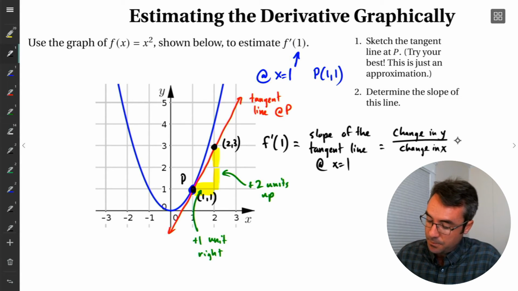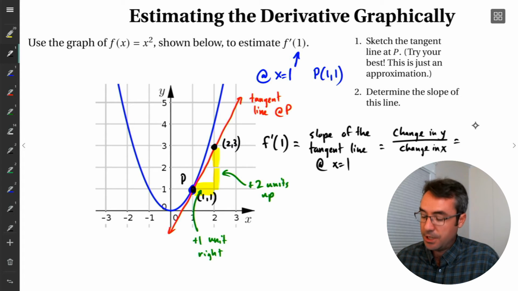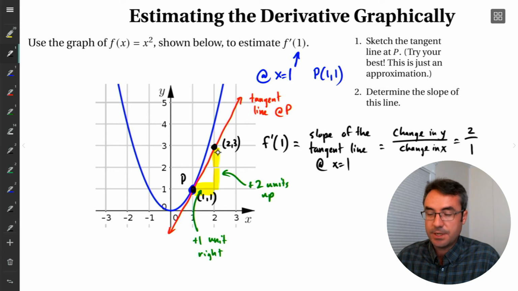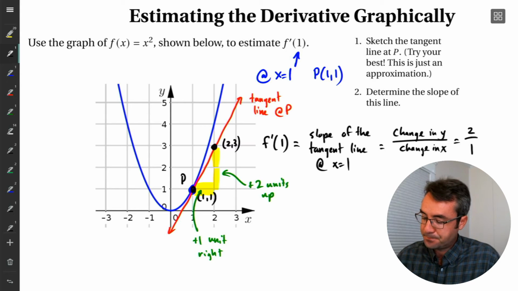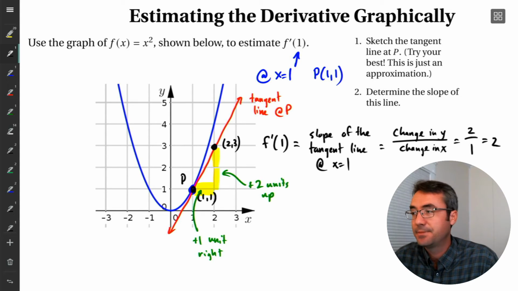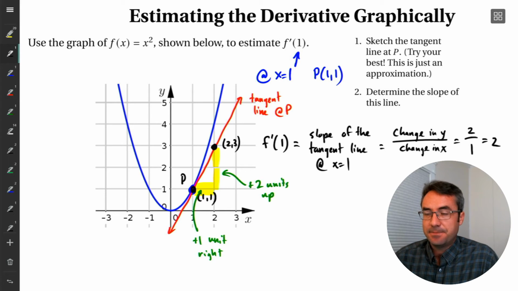So our slope then is change in y over change in x. It's 2 over 1. Change in y, we went 2 units up, going from one point to the other. And then our change in x was 1. We went over to the right 1 unit, going from one point to the other. So our slope here is 2. All right, so that's the idea.